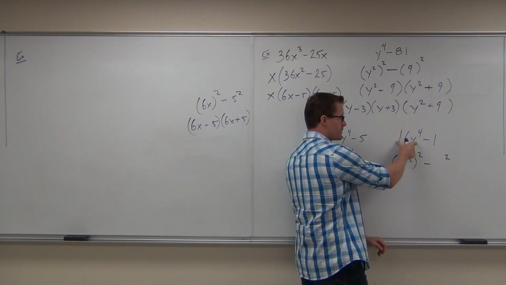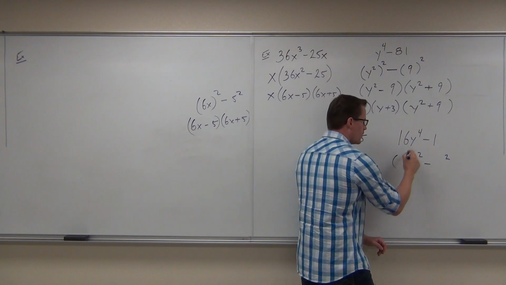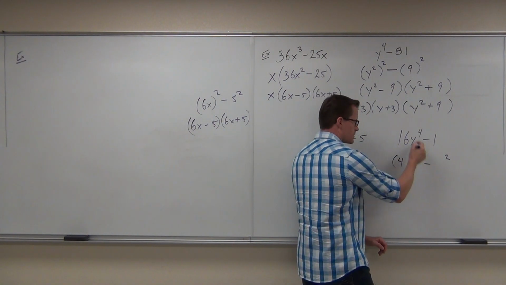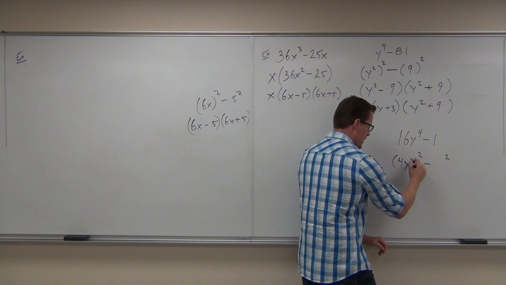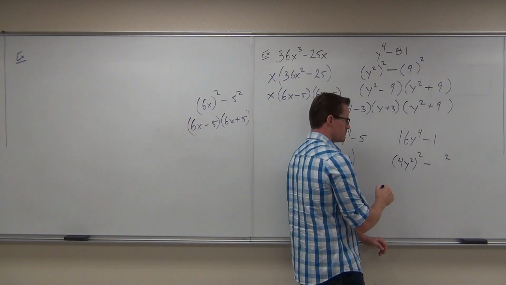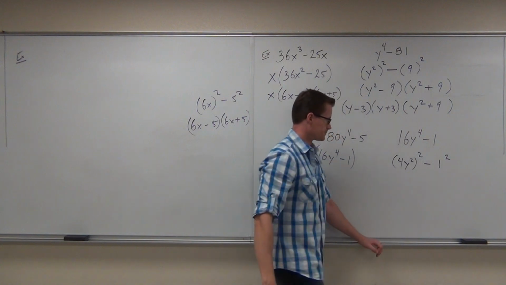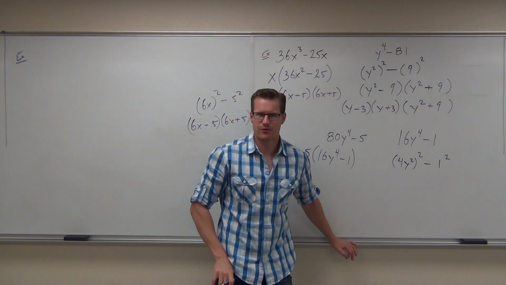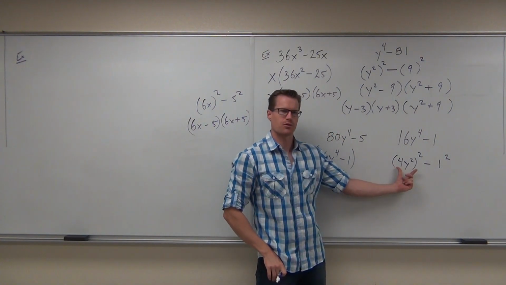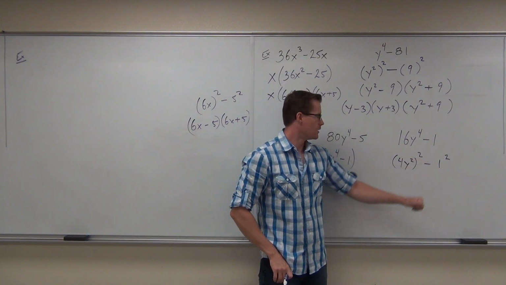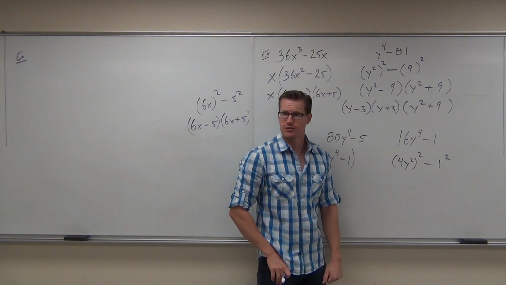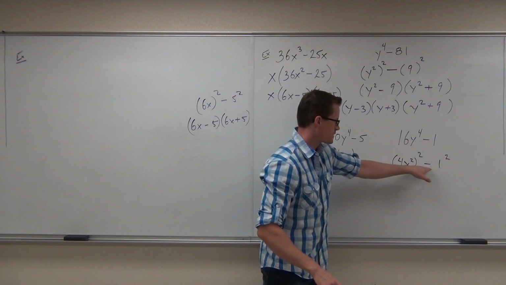Good, yeah. If I'm going to write this as something being squared, well, I know that 4 squared gives me 16. I know that y squared gives me... y squared, you can do the 4th. I know 1 goes right there. Let's verify that for me. Is this still 16 y to the 4th? Yeah, that's 1. Will it work? Can I factor it? Yeah. Sure, it fits the difference of squares.